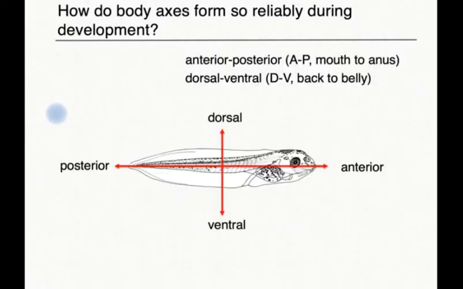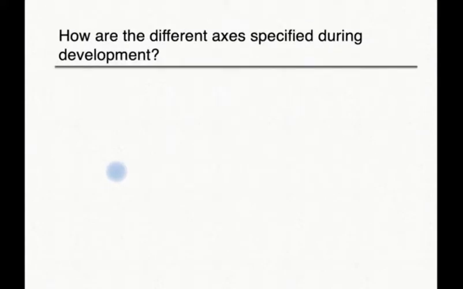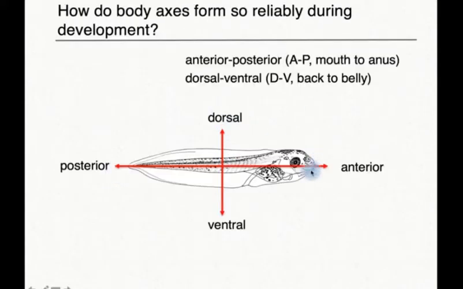In particular, we want to know, how do body axes form so reliably? So thinking about ourselves, we're just sort of, like I said, fancy tubes with little appendages hanging off of us. We have a mouth and we have an anus. That's the anterior, posterior, or head to tail axis. And then we have stuff hanging off of that tube. So that's one major axis, the anterior, posterior. The other one is the dorsal ventral axis, dorsal being back and ventral being the belly.